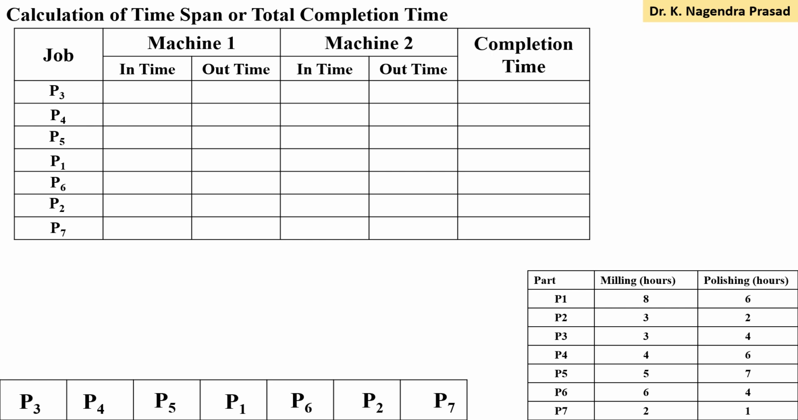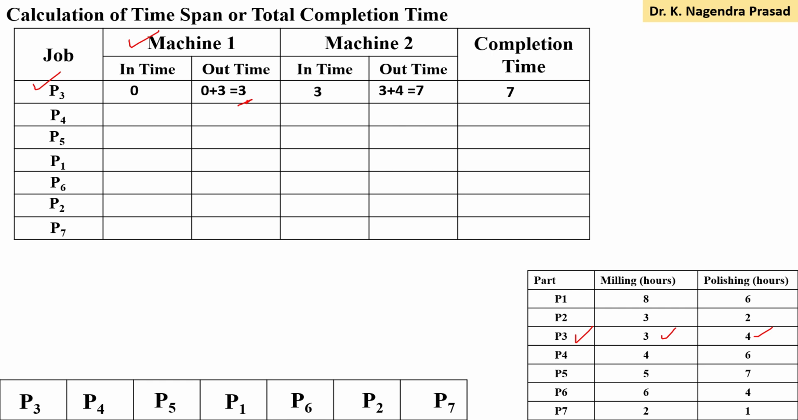Then I have to calculate the completion time for the first job in the job sequencing order, that is P3. The first job has to be moved to machine 1, then in time is 0 and out time is 0 plus processing time, that is 3. So 0 plus 3 is equal to 3. Next to machine 2, so part P3 has to be moved to machine 2 after completion of machine 1. So after 3 hours only it will be moved. In time is 3 and out time is 3 plus 4 which is equal to 7, and total completion time is 7.